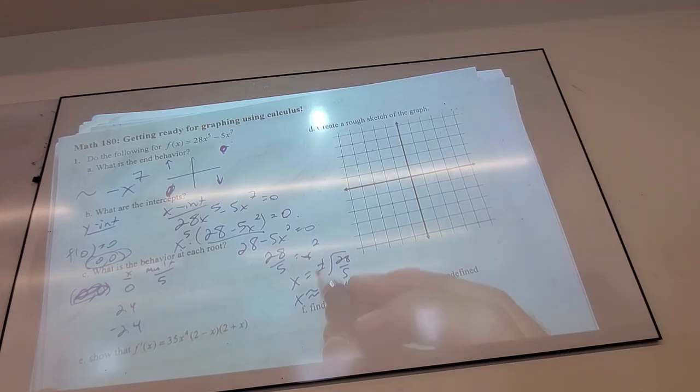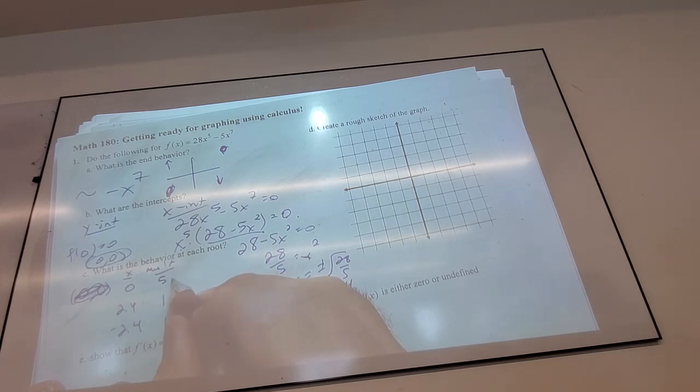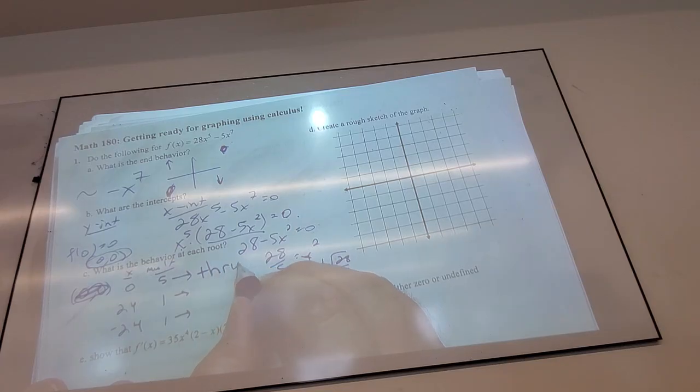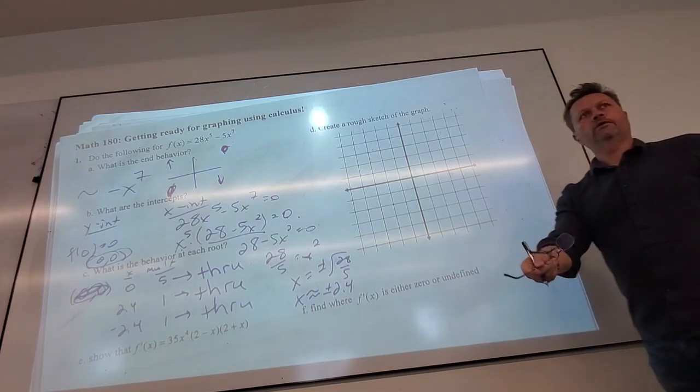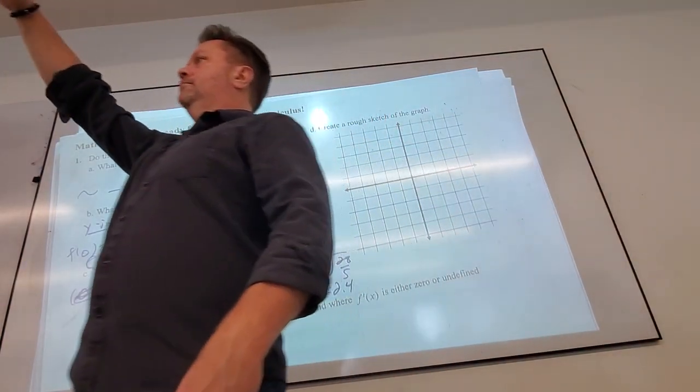Look what I can do. So these show up once. So what is it gonna do at each one of these? Like we said, it's gonna go through, because it's an odd multiplicity, yes? Even is like a parabola, it's gonna turn. Odd is like a cubic or line, it's gonna go through.